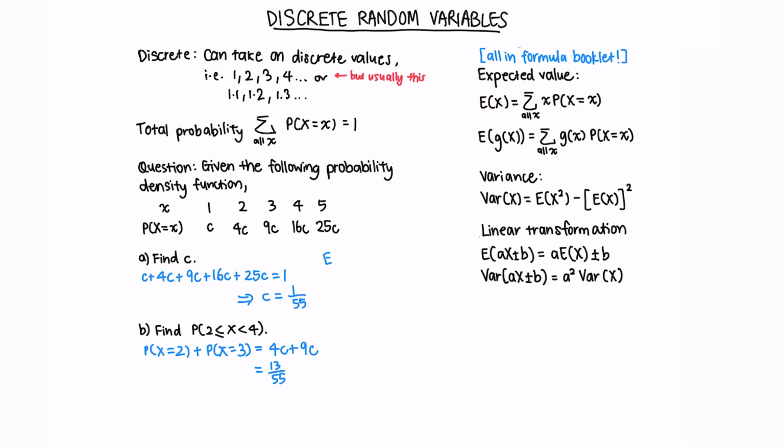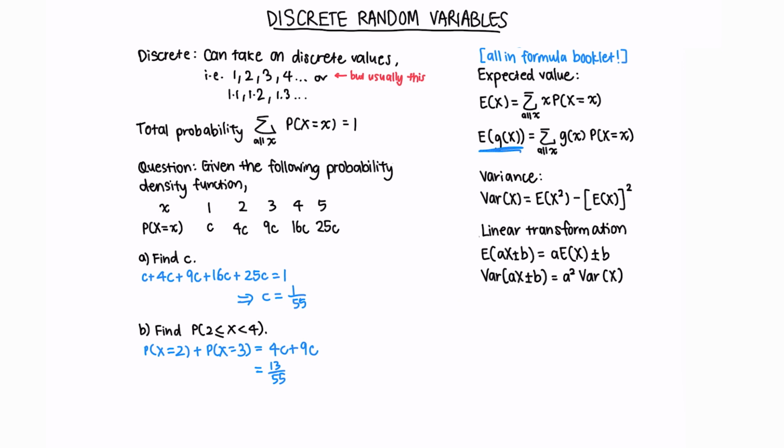So if we were to find E(x) for this question up here, this will be 1 times c plus 2 times 4c. We are taking the sum of all the x's times P(x=x). And then we have plus 3 times 9c plus 4 times 16c plus 5 times 25c. And that's your expected value.